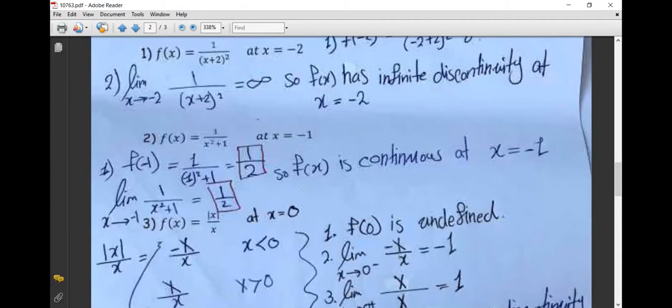Wait, sir. So how do you determine whether it's continuous or not? Basically, if the function gives an infinite result, that is discontinuous. If the function gives a proper result, like 0 or 1 by 2 or something like that, it means it is continuous. This is the major difference. Got it? All right. You will directly apply the value. This is not a piecewise function. If the function is not piecewise, you will directly apply and check.